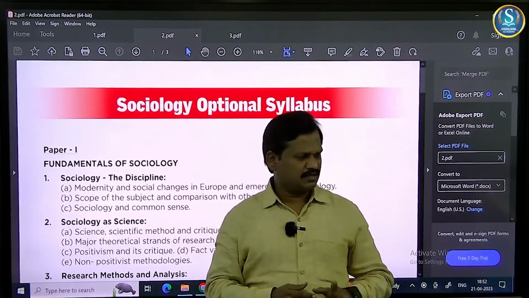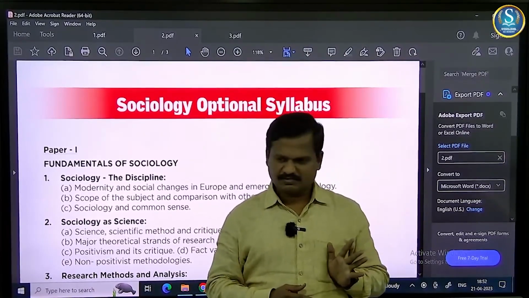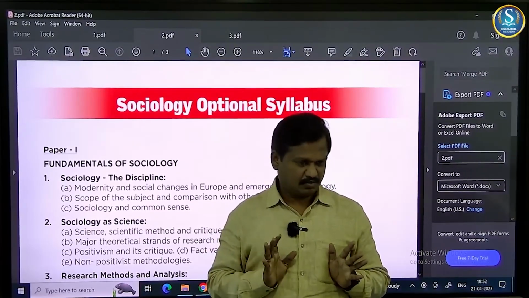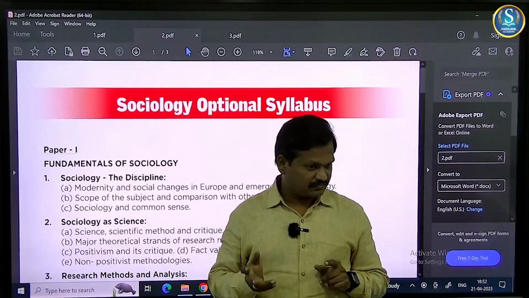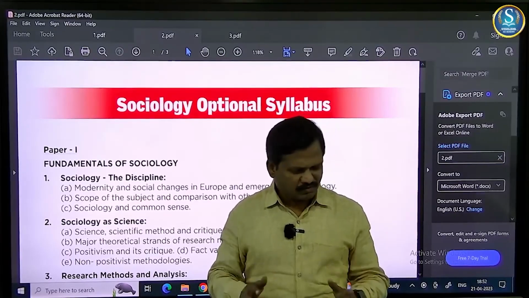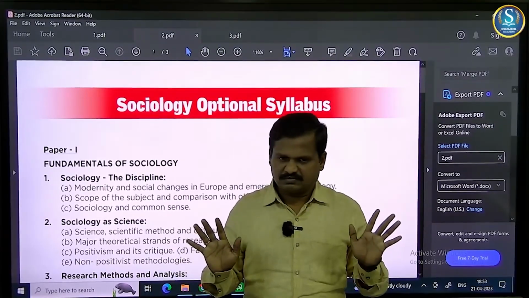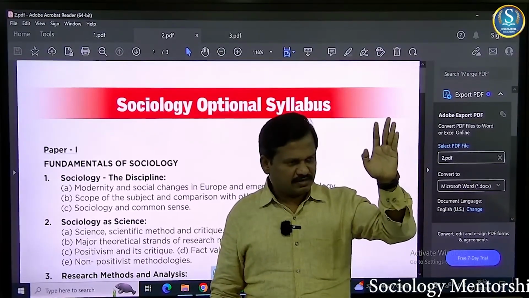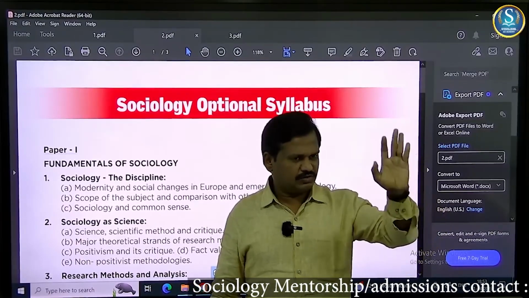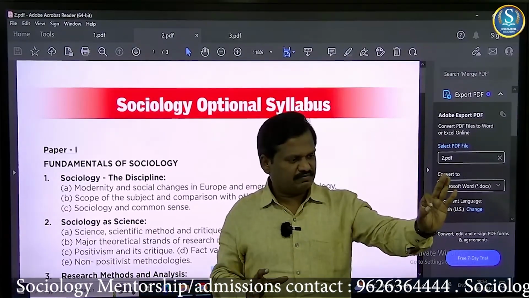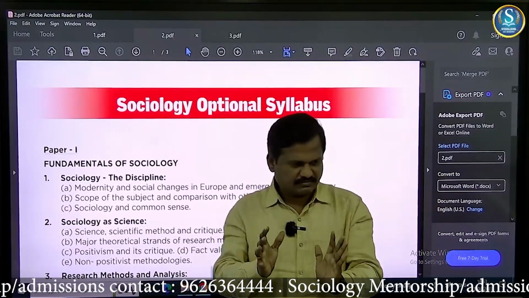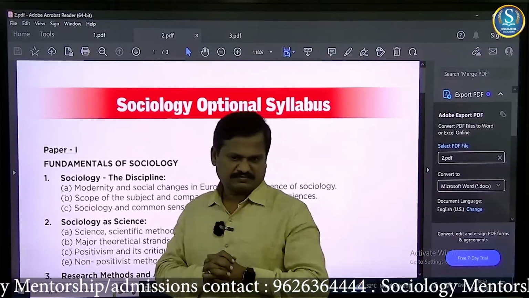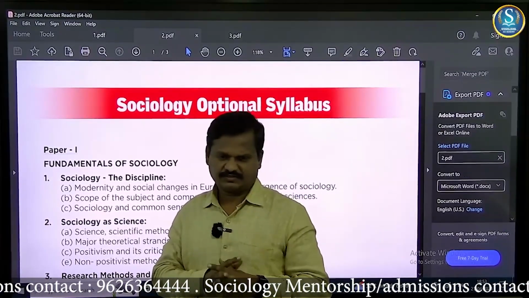Every optional, paper 1 is theory. Paper 2 is application of the theory. Application of the theory to what? Theory to India. So, like in every optional, in sociology also, paper 1 has basic theories. Paper 2 has application of the theories to Indian society.